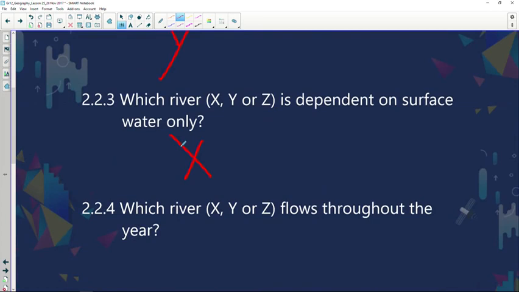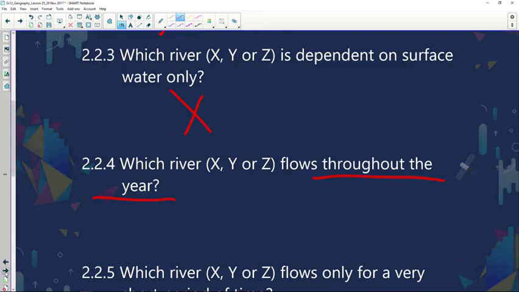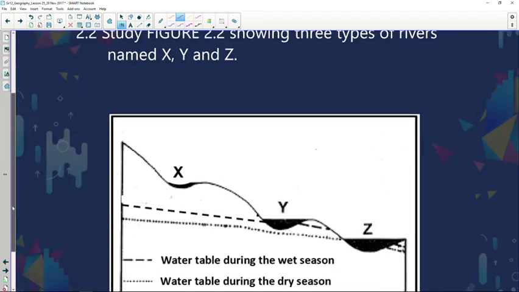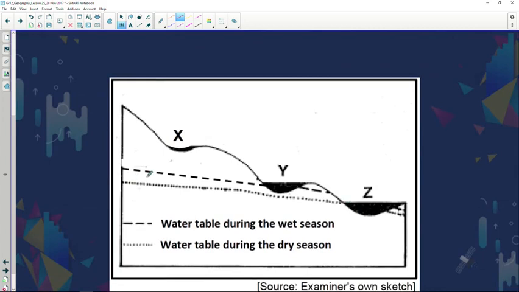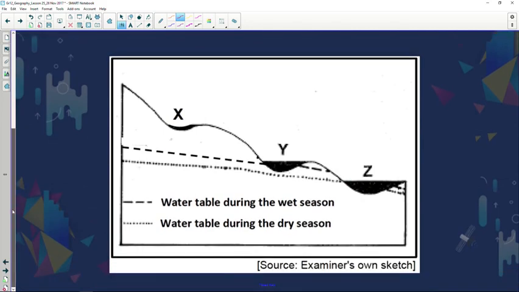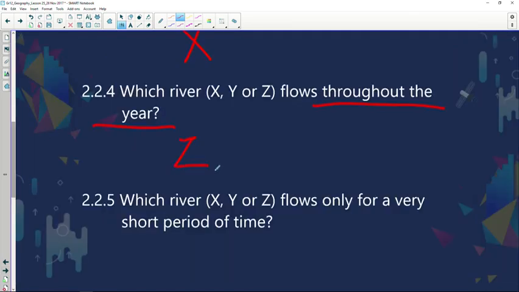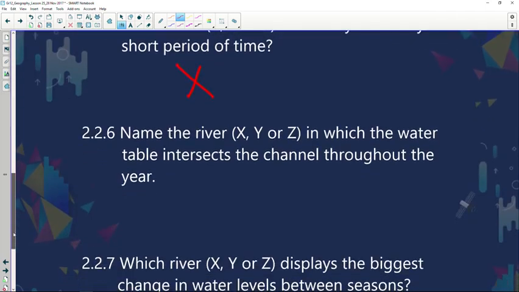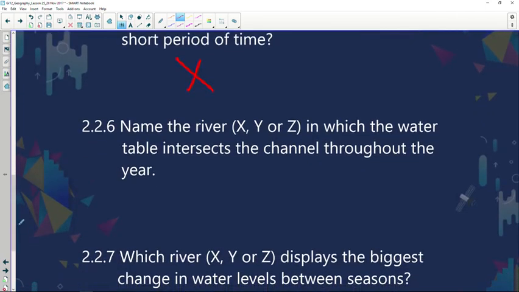Now, which river, X, Y, or Z, flows throughout the year? That's our permanent river or perennial river. If you go back to the diagram, you can see during dry season there's water in the river, and during wet season, obviously the river is going to flood. It has floodplains, and the correct answer is river Z. 2.2.5, which river, X, Y, or Z, flows only for a very short period of time? That's also going to be river X, because the water dries up very quickly as soon as a storm has taken place.